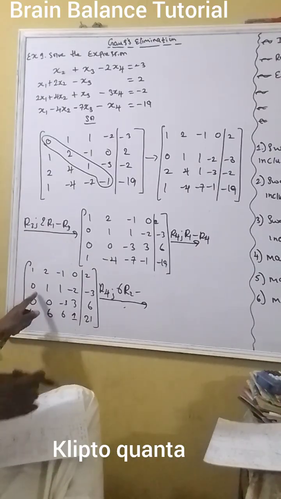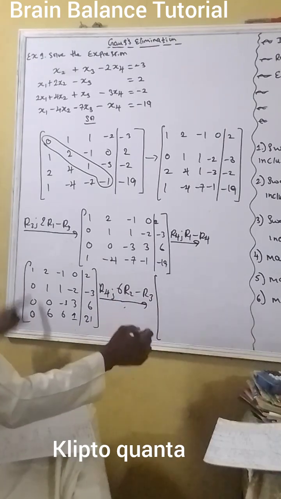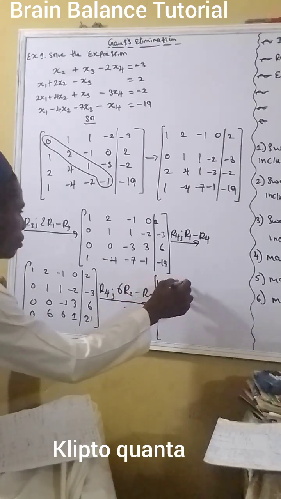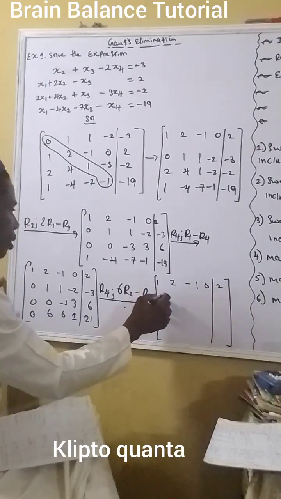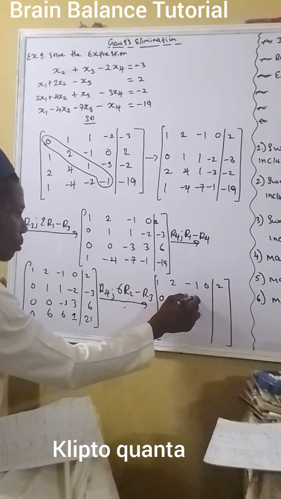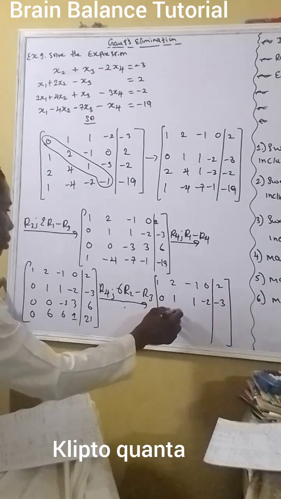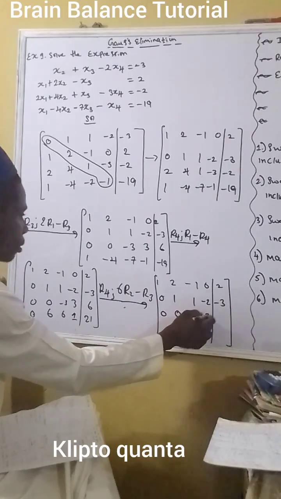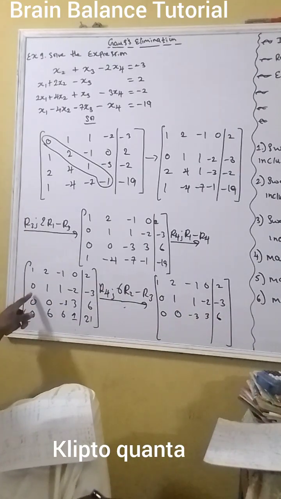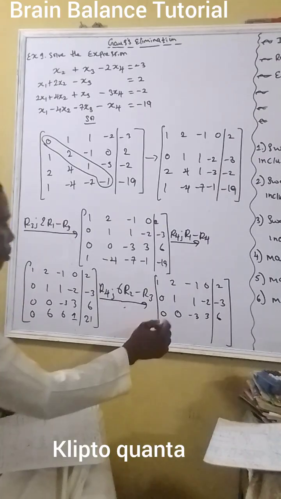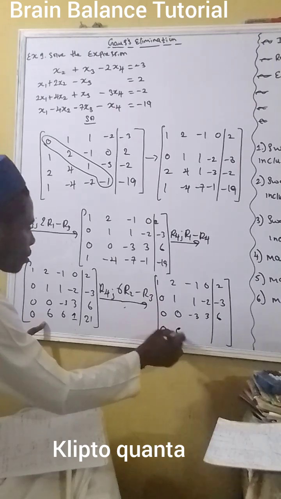So 6 times row 2 now, then minus row 3. So I should be having, it doesn't affect this, 1, 2, negative 1, 0, then 2. Then I have 0, 1, 1, negative 2, then negative 3. So I have a 0, 0, negative 3, then 3, then 6. So from that point, 6 times row 2. 6 times 0, that gives us 0. 0 minus 0, we still have our 0. 6 times 1, you have 6. 6 minus 6, that gives us 0.